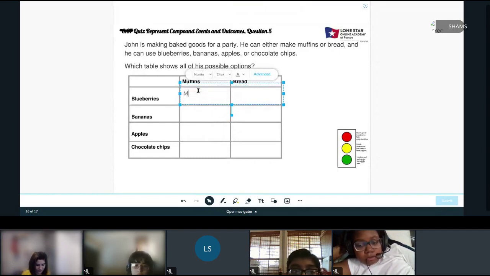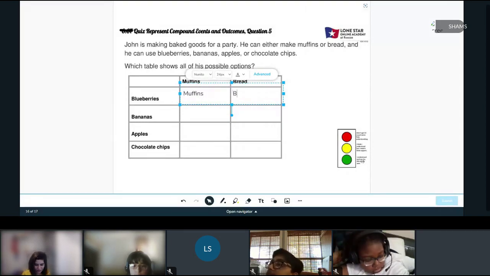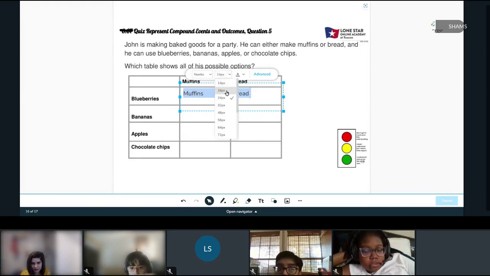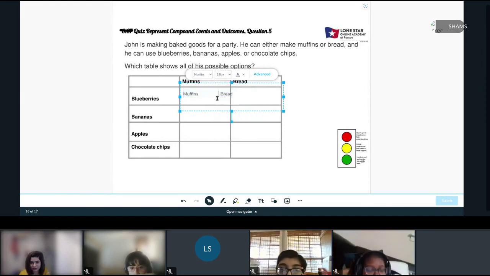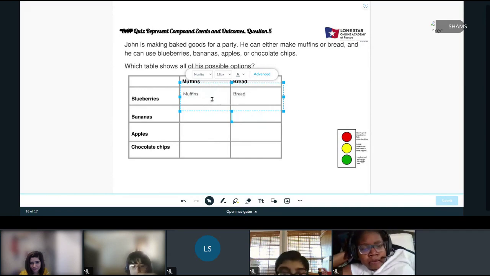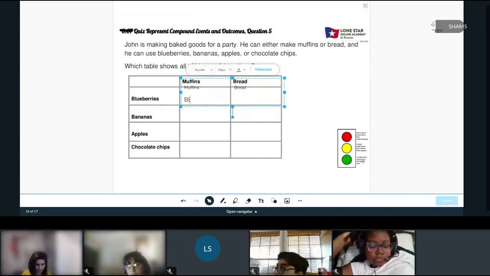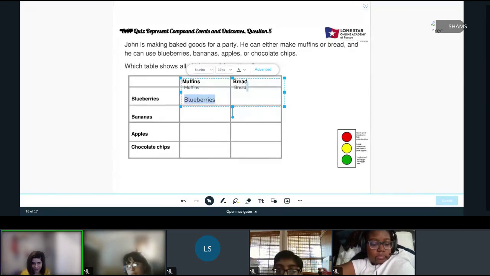So we have muffins. And on the other side, we have bread. For both the first option, wow, the font size is still a little bit big. We can make it 18. Is it still visible? Yes, it is. With muffins, we do blueberries. And with bread, we do blueberries.